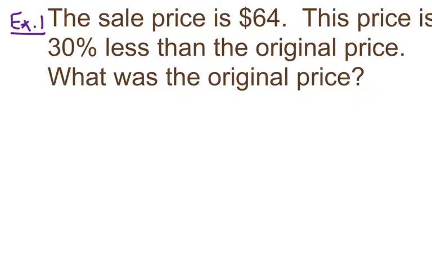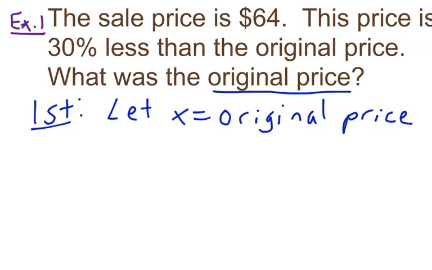Alright, so now we're going to run through our steps. Our first step is to find out our variable. The variable is just what don't you know? Well, we know the sale price. We don't know the original price. So my first step is I'm going to let x equal the original price of the item.